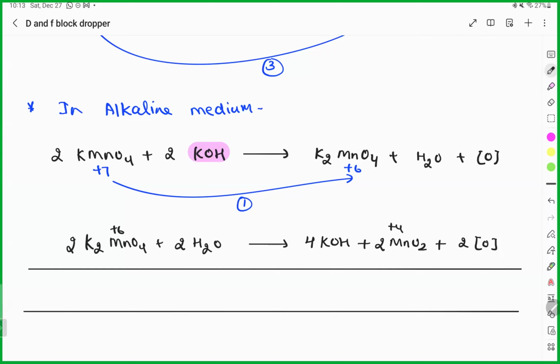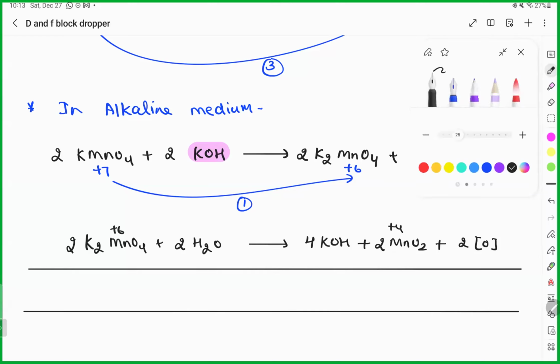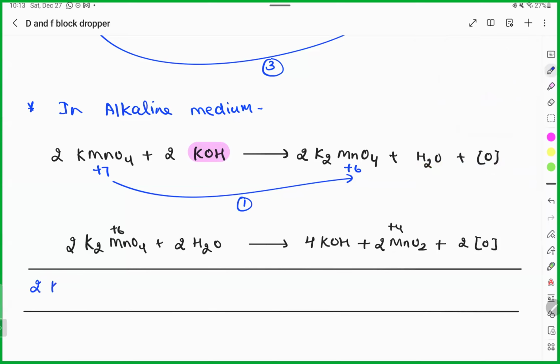Above reaction is balanced: K2, K2, 2 manganese, oxygen 8 to 10. Yes, this is balanced. Samarth, what will be the balanced chemical reaction, the final reaction?